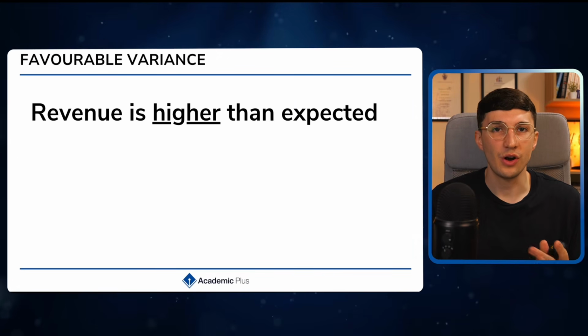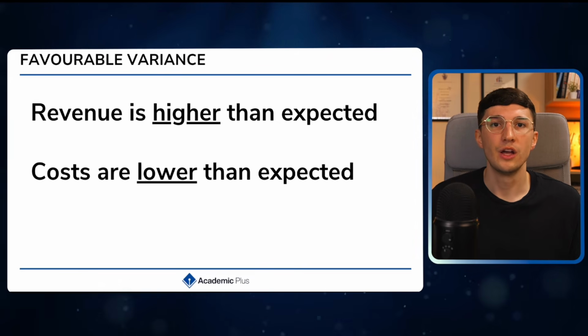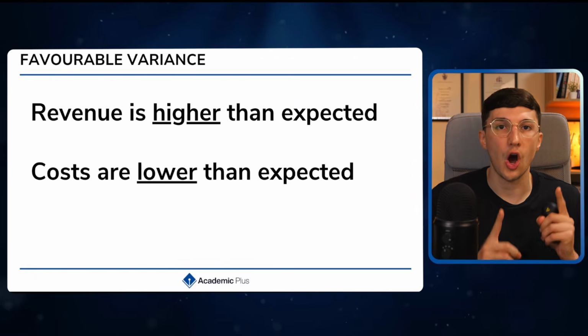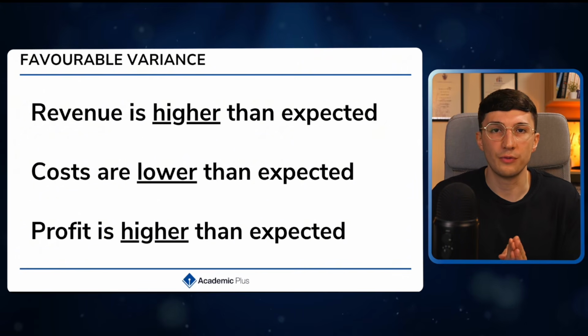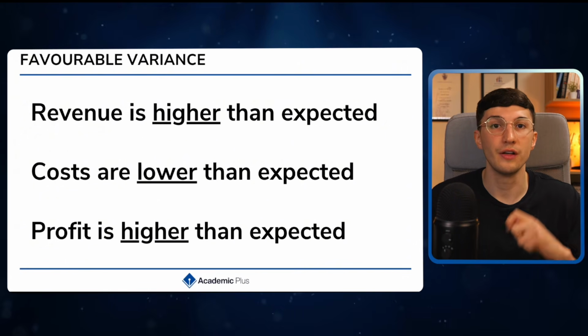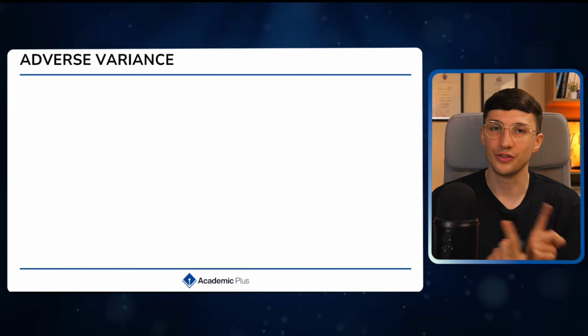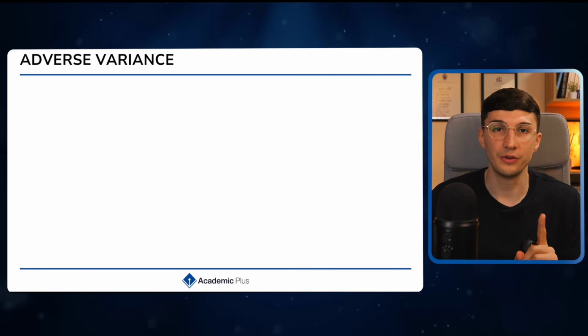But what about our costs? Well, realistically, you want to spend less money than more money. So in terms of your cost, a favourable situation is that your costs are lower than expected. And as you can imagine for your profit, a favourable profit is when the actual is higher than your budgeted. But when we look at adverse variance, this is when the situation swaps around. So your actual value is worse than your budgeted value.